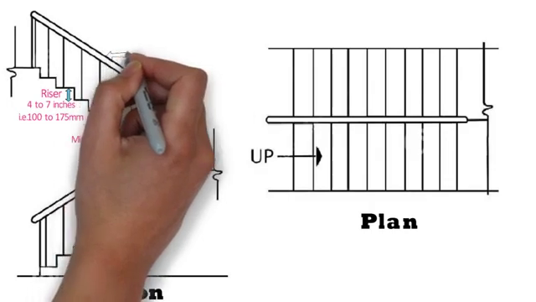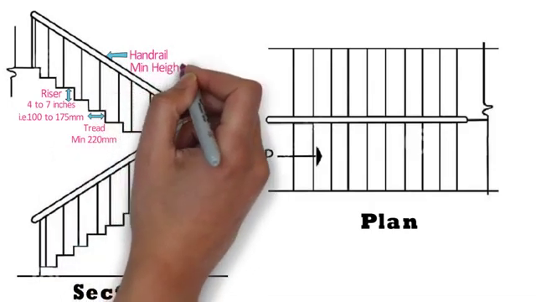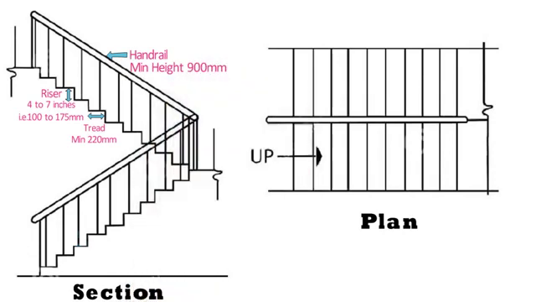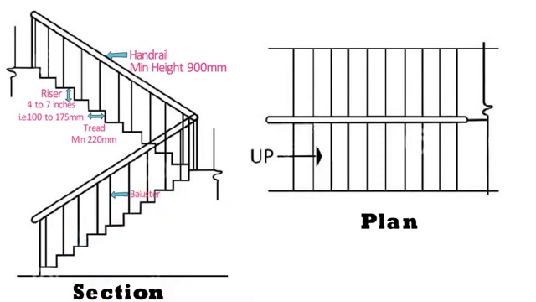A rail which is fixed on staircase is called as handrail. The minimum height of handrail should be 900 mm. A vertical element which is connecting the handrail and tread is called as baluster.